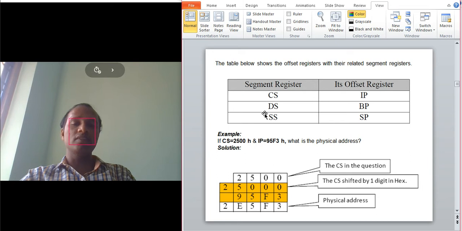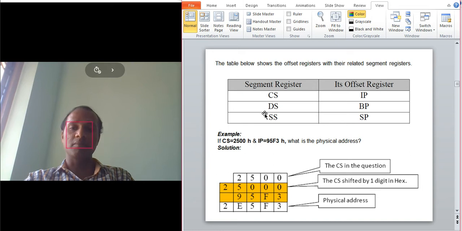And if you want to get the physical address, as I explained in that diagram, for the segmented memories you have to use the segment register as well as the offset register. So if you are going for a code segment, the segment register you use for the code segment memory is the code segment register, and the offset register for that is the instruction pointer.